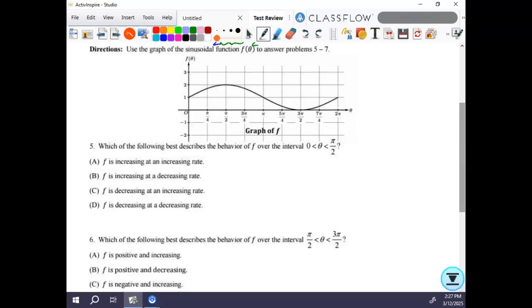All right, which of the following best describes the behavior of f over the interval from 0 to pi halves? So I'm going from 0 to pi halves on this first one. All right, so here is what I'm looking at. It talks about, is f increasing or decreasing? Increasing. So I can eliminate those two. Then it talks about the rate, which means I need the function's change.